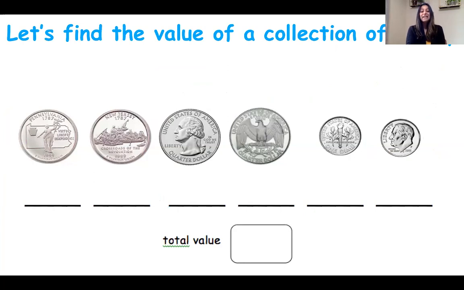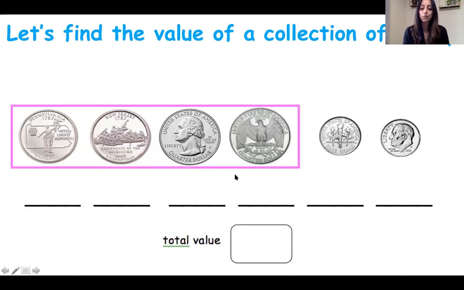Anyway, here we go. So in this selection of coins, we don't have any dollar bills, but maybe it's so much money that it's more than $1 anyway. Let's see what happens. I'm looking at the first few coins and I notice that they're all quarters. So I'm gonna put a big box around those quarters and I know that I have to count by 25s because a quarter equals 25 cents.